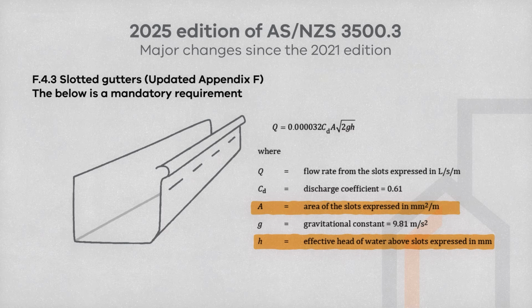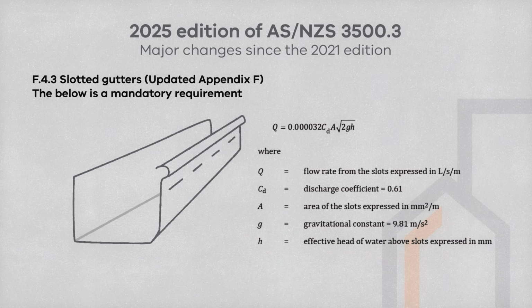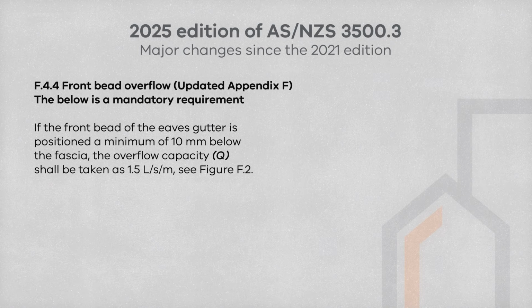In practice, you don't need to calculate slot area manually. The manufacturer usually provides you the slot area per meter. Then, you will need the head of the water above the slot. That head should be selected to allow full discharge of the overflow before the water level rises high enough to flow back toward the building. So, in short, the design intent here is to ensure that when the primary outlet blocks, the slots safely release water outward, not inward.